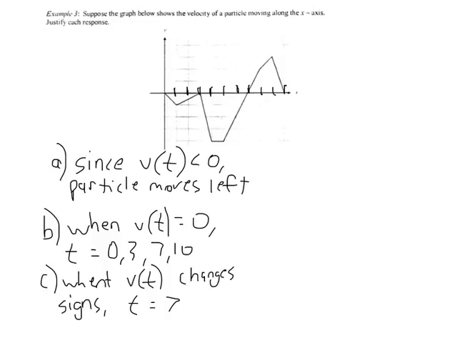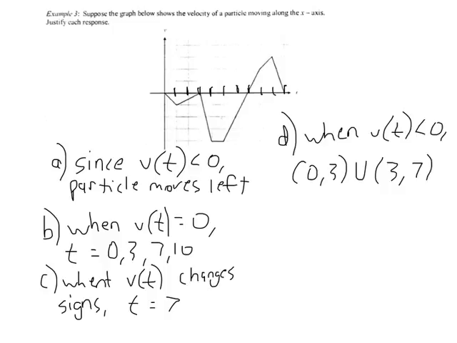Part D says, when is it moving to the left? We already talked about that a little bit. That's going to be when our values are negative, but note that that doesn't mean when it also equals 0. So it's basically negative the entire stretch, but right here it is 0, and so technically there it's not moving at all, so we have to be careful with how we write our answer out. And so we move to the left from 0 to 3, and then from 3 to 7, not including 3.